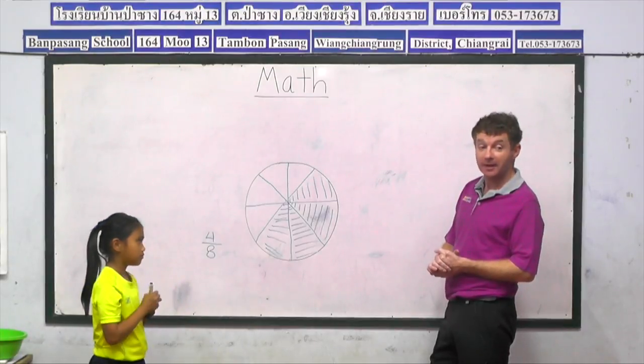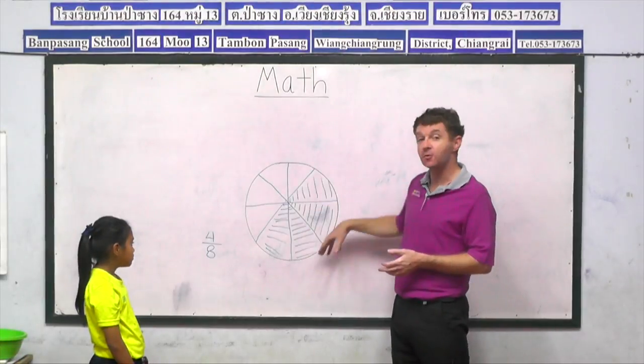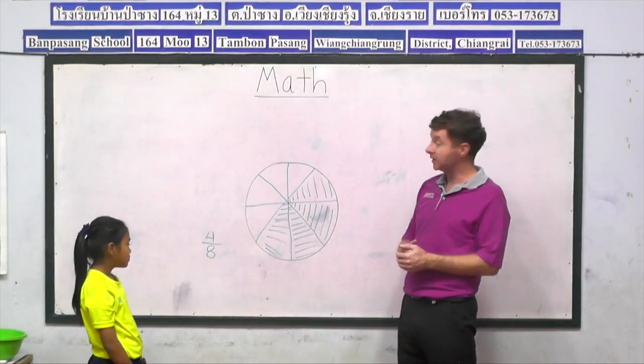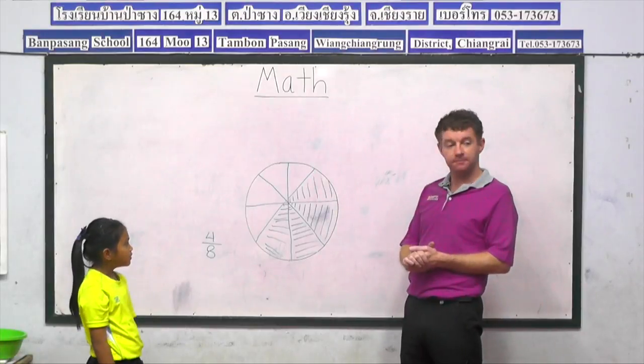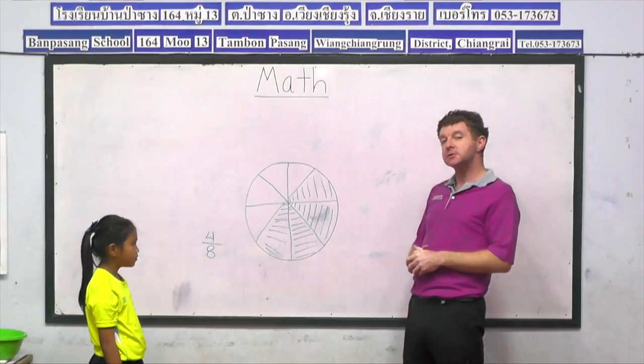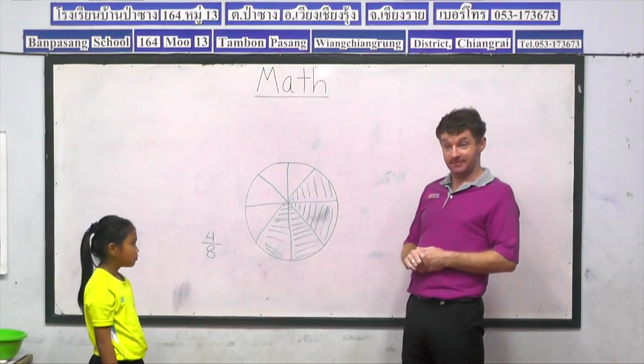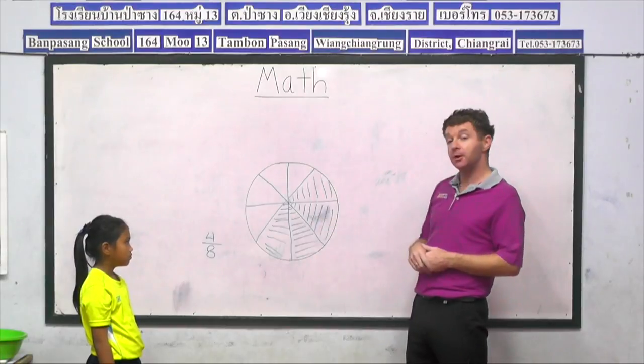So now, Pak Bung, can you write your numerator at the top? Is Pak Bung correct? She certainly is. We've got 8 parts to our pie or circle. And how many parts do we have in blue? 4/8. But what does anybody else notice? How many parts? 8. How many parts in blue?